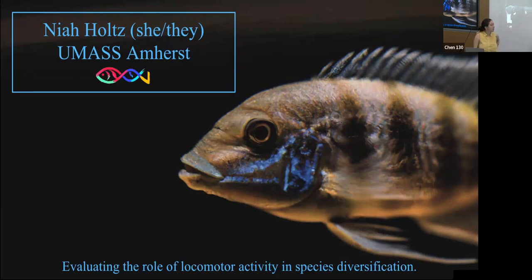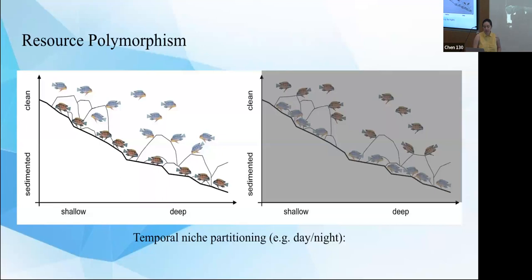My project is focused on evaluating the role of locomotor activity in the species diversification of cichlids, which are part of one of the largest rapid radiations in recent evolutionary time. The way that we're doing that is specifically thinking about temporal niche partitioning. We already know a lot of the ways that cichlids divide up their environment and how they manage access to resources in such a small environment, considering the number of species that are present.